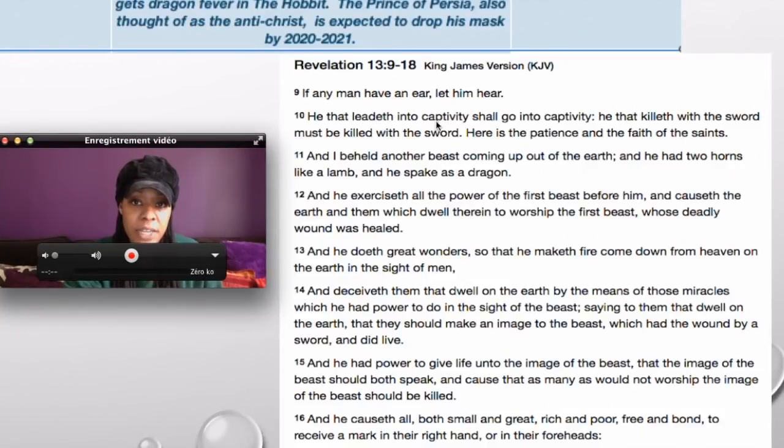If any man have an ear, let him hear. He that leadeth into captivity shall go into captivity. He that killeth with the sword must be killed with the sword. Here is the patience and the faith of the saints. And I beheld another beast coming up from out of the earth, and he had 2 horns like a lamb, and he spoke like a dragon.